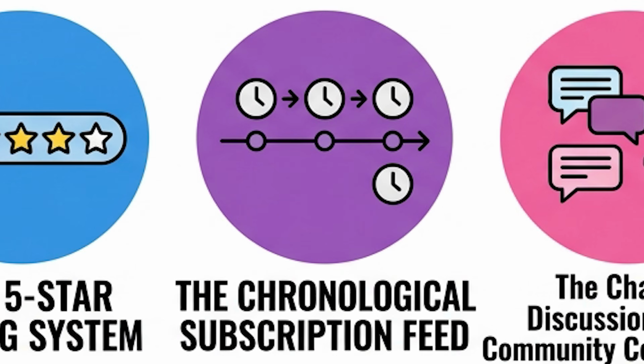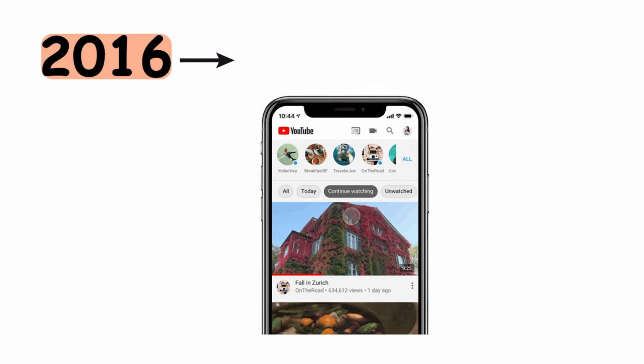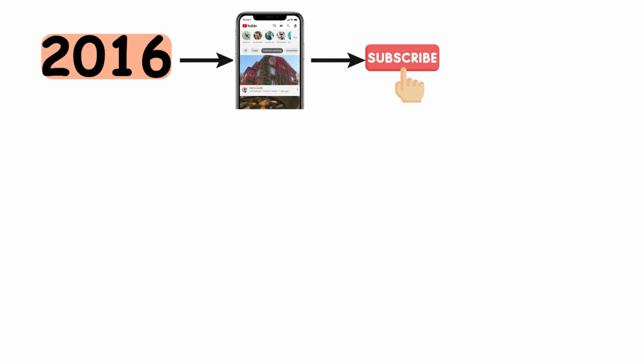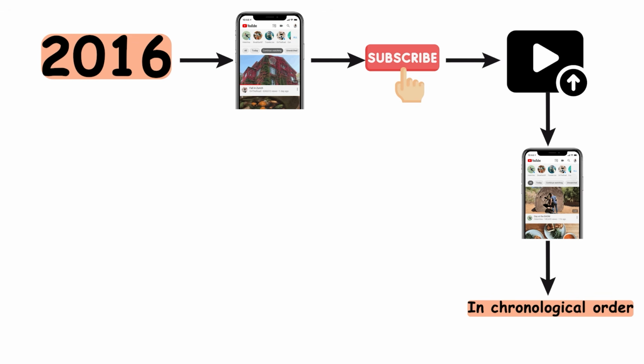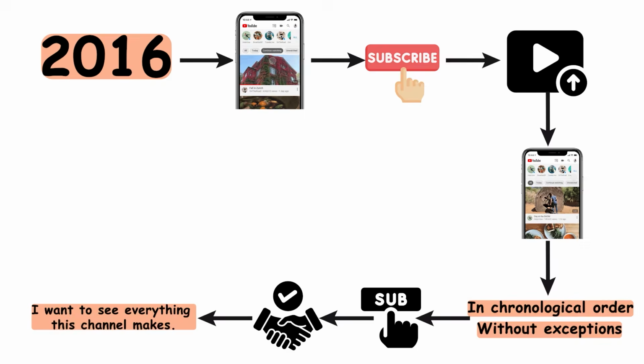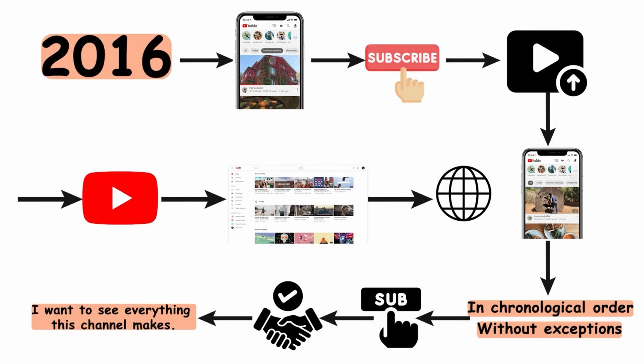The chronological subscription feed. Until 2016, the subscription feed on YouTube was simple. You subscribed to a channel. Every video that channel uploaded appeared in your feed, in chronological order, without exceptions. The subscription was a commitment. I want to see everything this channel makes. YouTube would honor that commitment by showing you everything in the order it was published.